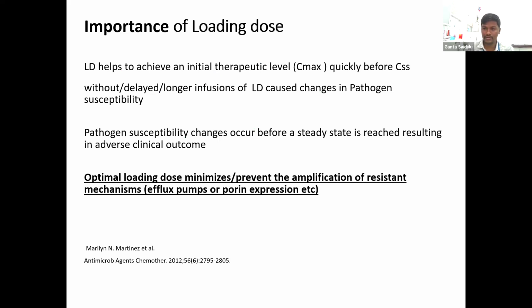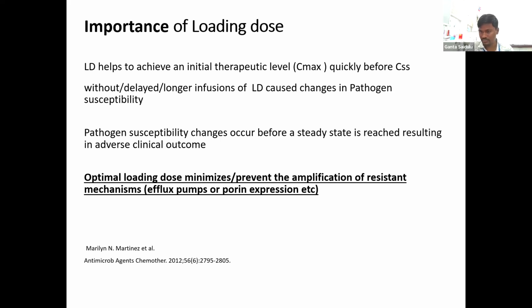So we know that volume of distribution is influenced by the different regions. So it can lead to suboptimal drug levels. That's why the guidelines recommend loading doses. So how does a loading dose help? A loading dose helps to achieve the initial therapeutic level, I mean Cmax, quickly before the steady state. We don't want to wait for steady state, because it takes 4 to 5 half-lives. It depends on the particular half-life of the particular beta-lactam.